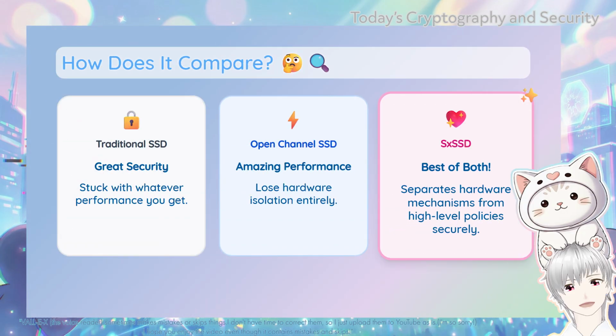Let us compare this to the older technologies to really understand the magic that these researchers have created. With a traditional block interface, you get great security because the translation layer is locked safely inside the hardware. But you are stuck with whatever performance you get, which is a huge bummer for big tech companies trying to run fast servers. With an open-channel SSD, you get amazing performance because you can customize exactly how data is placed on the chips. But you lose that hardware isolation entirely, meaning a hacked computer instantly means a compromised storage drive.